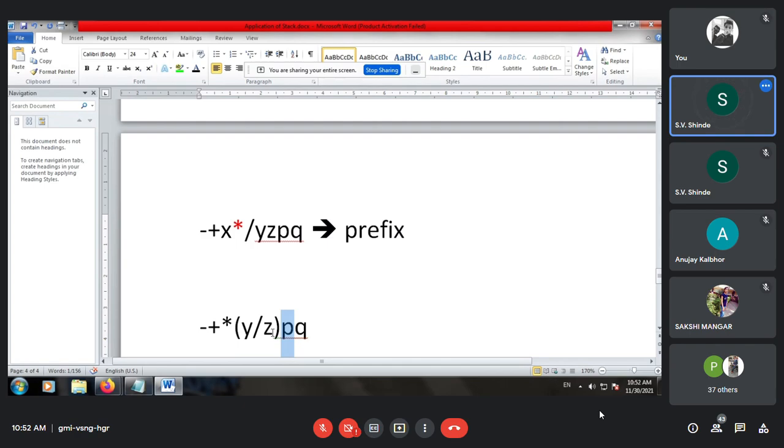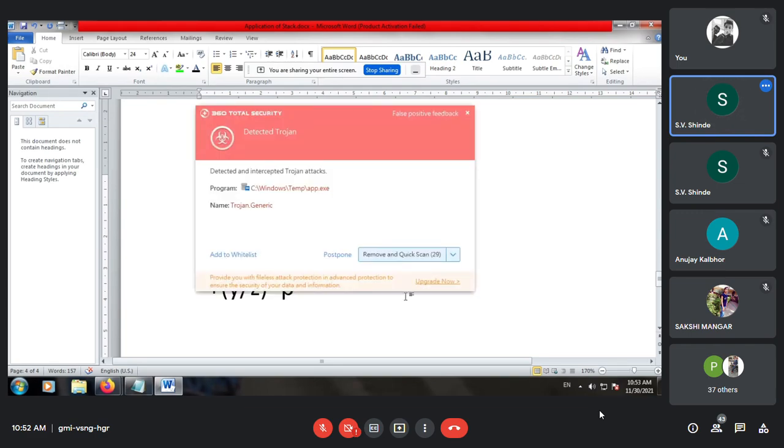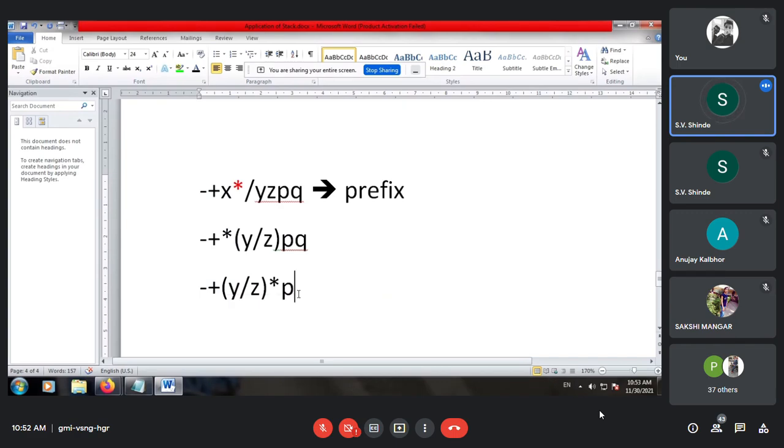Again, we have the notation, minus then plus, y divided by z, and after that there is a multiplication with p, and this expression is now completed. So you can put it in brackets. These brackets are only for identification, not really required. Now what is remaining is q.